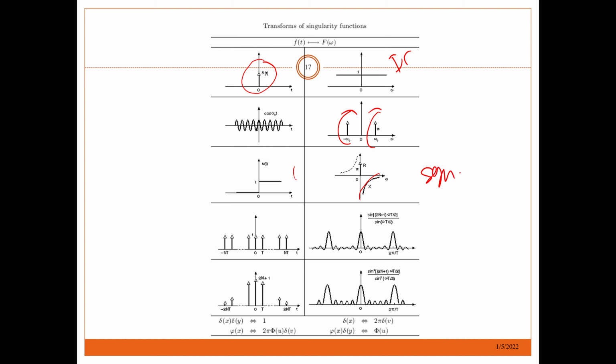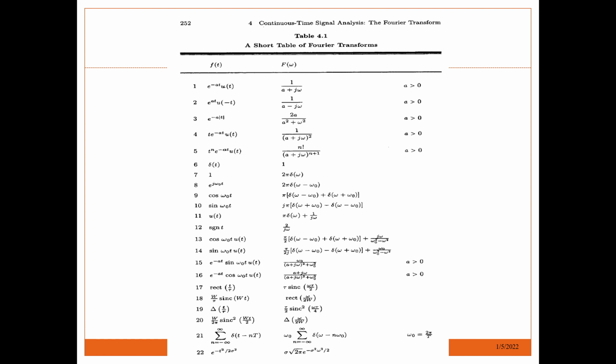And then this is also rectangular, so it will become a sinc function. And also this one is a triangle, which becomes sinc squared. Okay, so this is also an example of the table. It shows you the same, but this one mostly uses omega.